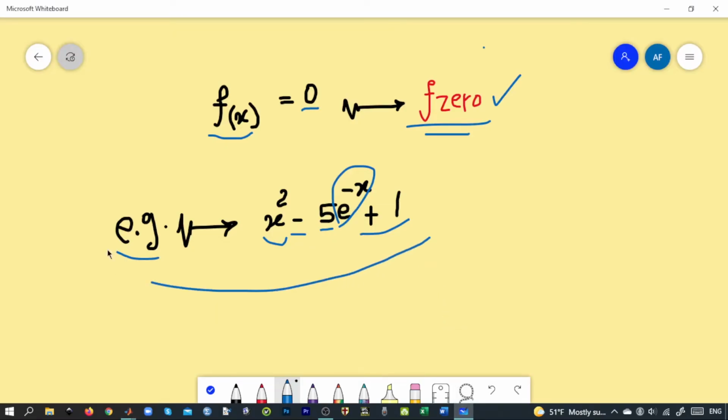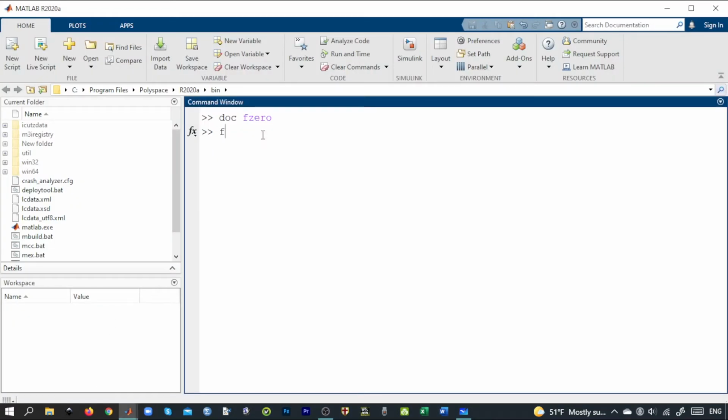So the problem was finding the roots of this equation. Let's define f as a function of x, which returns x squared, and define this using the dot notation to make vectorization possible if it is needed by the algorithm. So x squared minus 5 times e to the power of minus x plus 1. So we have this, if we use ezplot.